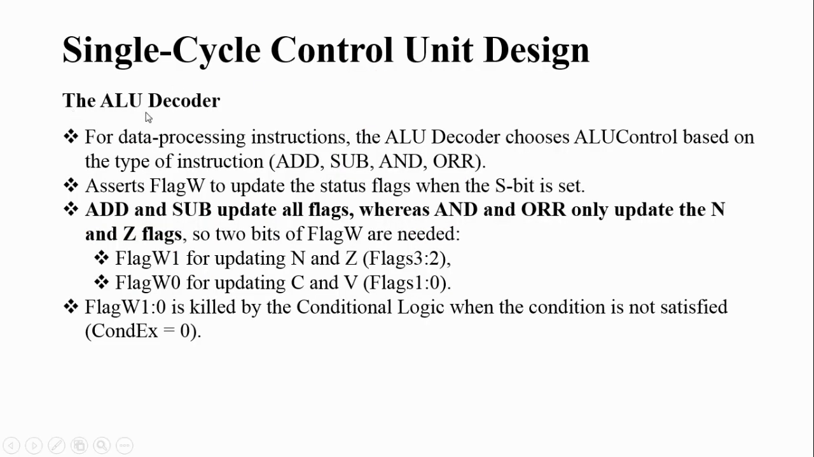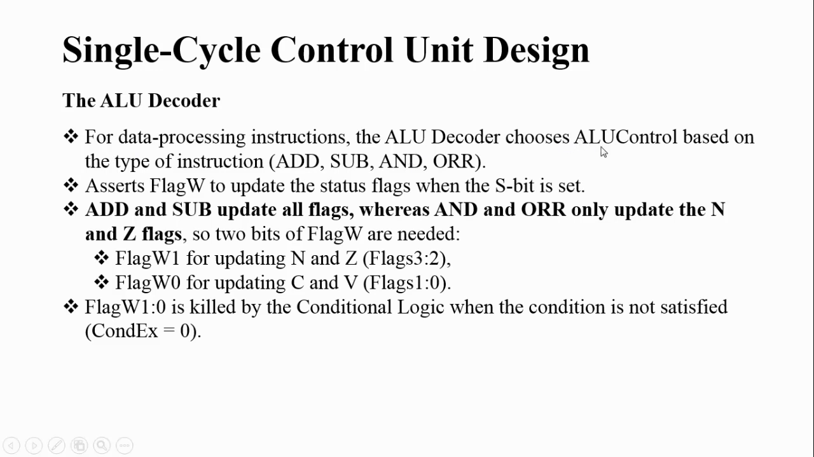Then we will see the ALU decoder. So all these three, the main decoder, the ALU decoder, and the PC logic, are part of the decoder. We have seen the main decoder, and now we are seeing the ALU decoder. So what does the ALU decoder do? It is used for data processing instructions, right?